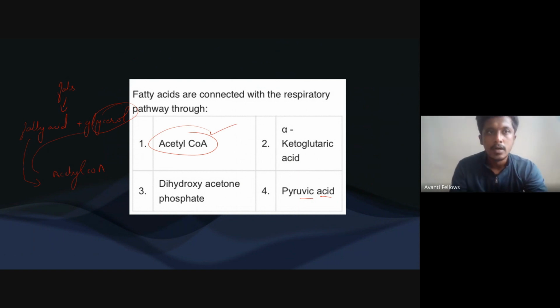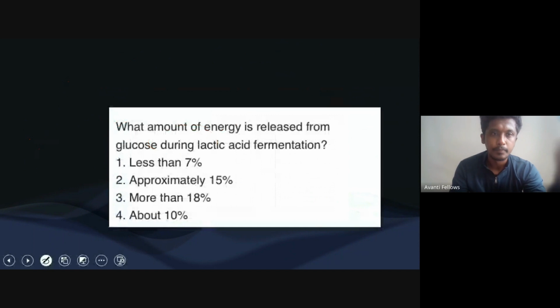Understood, students? Okay, fats are broken down first into fatty acid and glycerol. Eventually, the fatty acid is converted into acetyl CoA, which again enters into the TCA cycle or Krebs cycle. Okay, done.